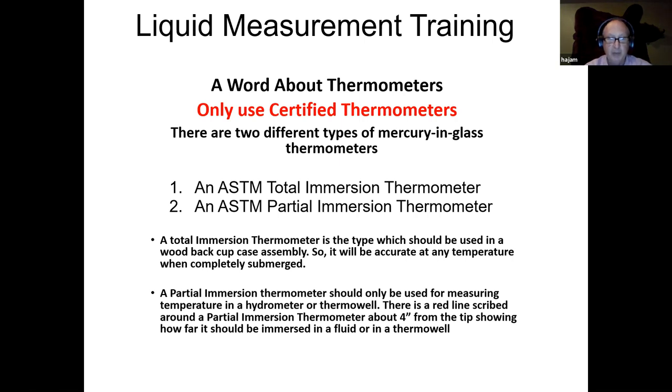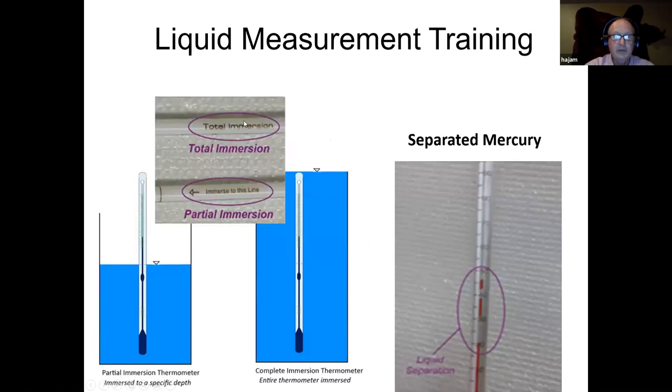A partial immersion thermometer typically has a line or indicator on it, somewhere around 4 inches above the tip, to indicate its maximum insertion. So we want to pay attention to exactly what kind of thermometer we're using when it comes to tank gauging. You'll see on the thermometer where it says total immersion, or where it says immersion to this line. You'll see a line on the thermometer if it's a partial immersion type, or you'll see no line and it'll say on it total immersion.